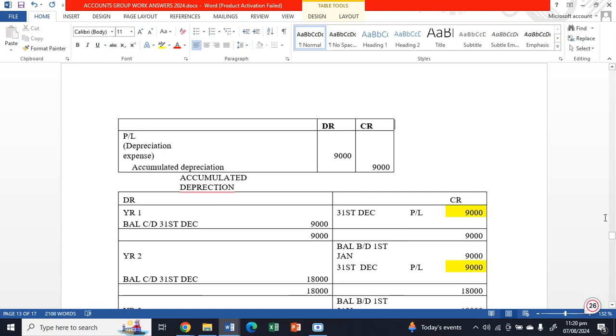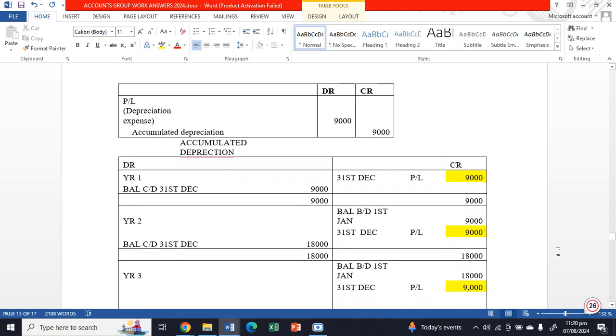So let's just look at how the accumulated depreciation account works. All right. So let's say for year one, we've calculated the depreciation expense of 9,000. So on the 31st of December, you credit 9,000. You close the books, and you bring the balance brought down on the 1st of January the next year. This 9,000 balance brought down will come here in year two.